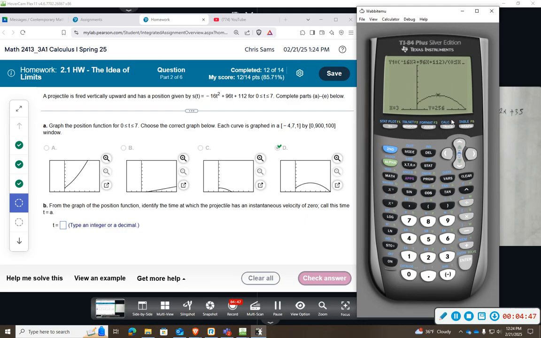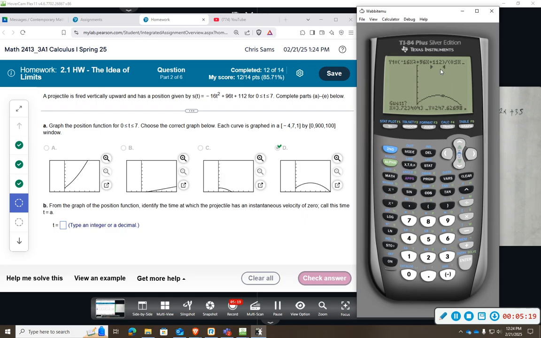So if I wanted to find the maximum point, I can just do calculate. So I'm going to do second trace to calculate. We want to find the maximum, so number 4. And then what your graph wants you to input is to trap the place where you're looking for the maximum. So you want to go to the left of it, anywhere to the left, hit enter, and then you're going to go to the right of it. So I'm looking at the y values increasing, and then when they start decreasing, I'm going to hit enter.